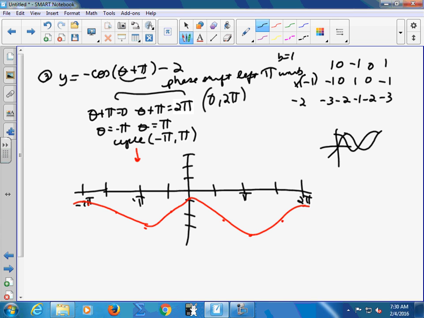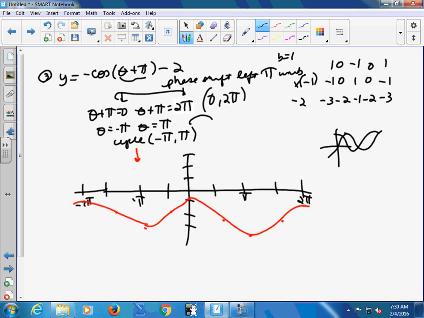A phase shift is going to move that starting point. So set it equal to 0, set it equal to 2 pi. Now your cycle goes from negative pi to positive pi. You have to start your cycle at the negative pi. If you started it at the 0, the whole curve is in the wrong position. So technically you have to start it right here. And then you follow the same pattern. Everything else is the same.